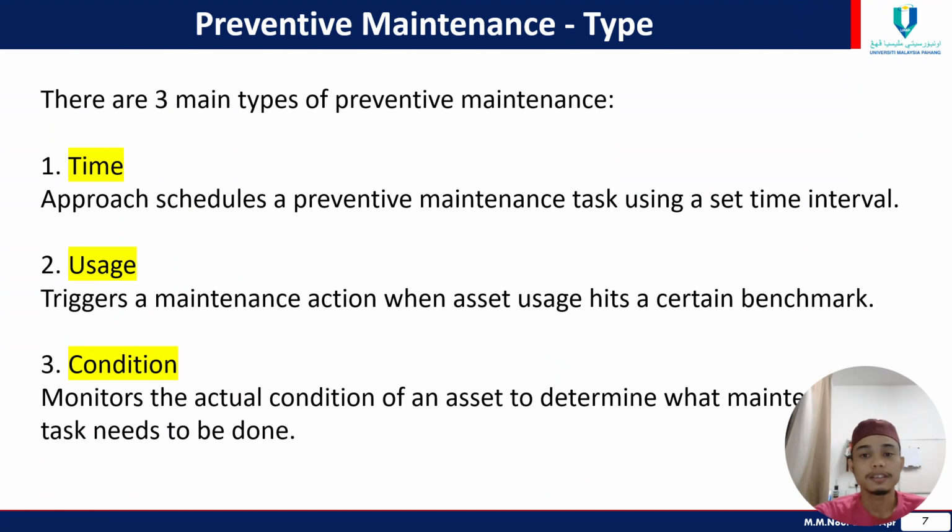Next, three types of preventive maintenance. First, time: schedule a preventive maintenance task using a set time interval. Second, usage: users trigger a maintenance action when asset usage hits a certain benchmark. Third, condition: monitor the actual condition of an asset to determine what maintenance tasks need to be done.